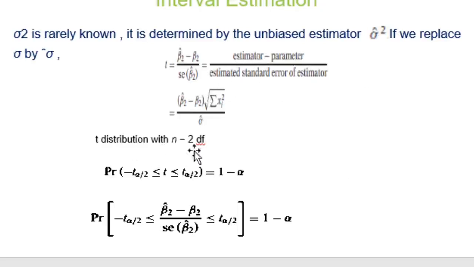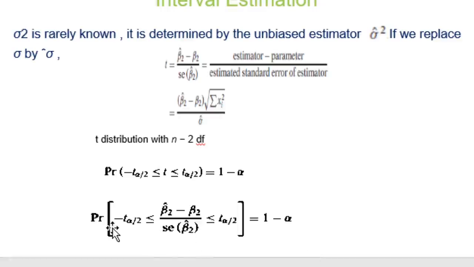And the t distribution with n minus 2 degrees of freedom can be written as probability of minus t alpha by 2 less than or equal to t less than or equal to t alpha by 2 equals 1 minus alpha. This is the probability limit, the confidence interval limit we constructed for the t. Then this t can be substituted using this equation, that is, probability of minus t alpha by 2 less than or equal to beta 2 cap minus beta 2 by standard error, less than or equal to t alpha by 2, then it lies between, equal to 1 minus alpha.